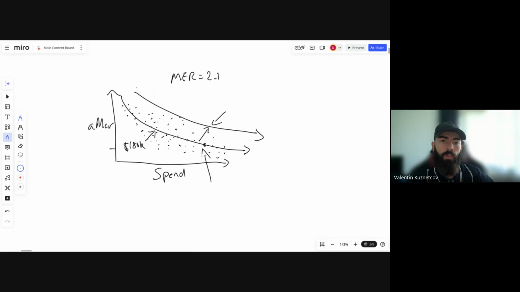Yeah, it's very interesting. And the example I was showing, or the framework I was showing as well, is blended marketing efficiency. So you're showing acquisition marketing efficiency. How do you typically adjust for repeat business?